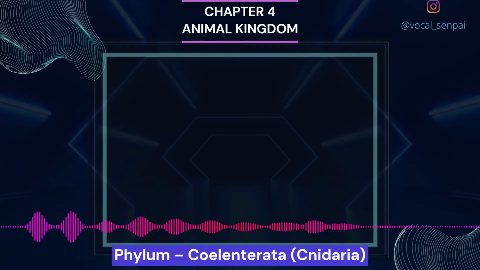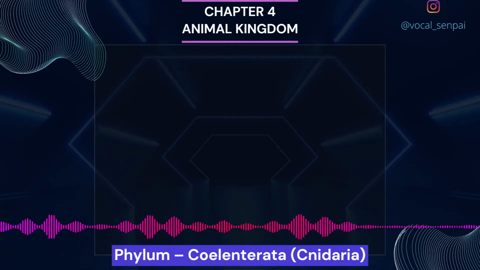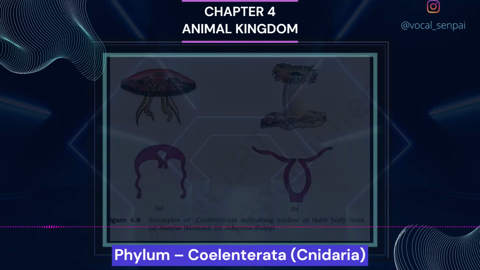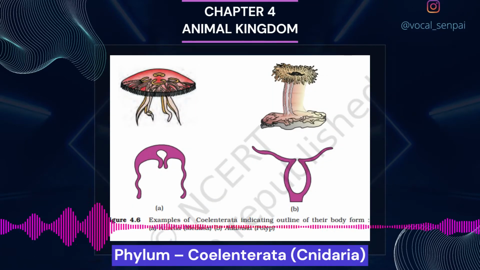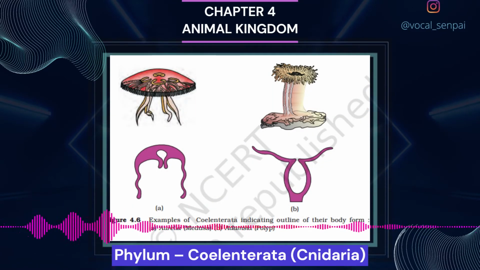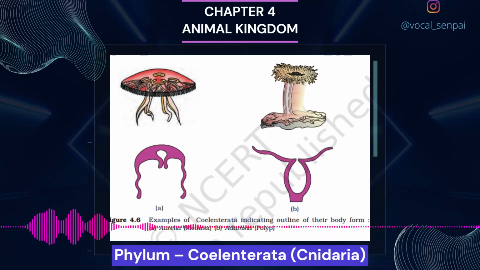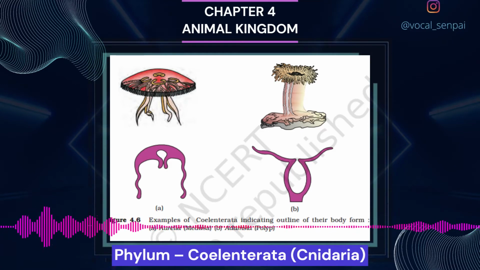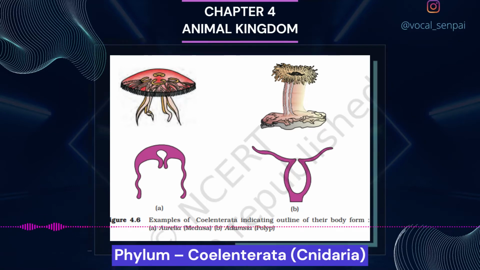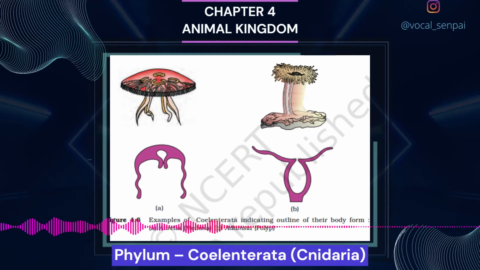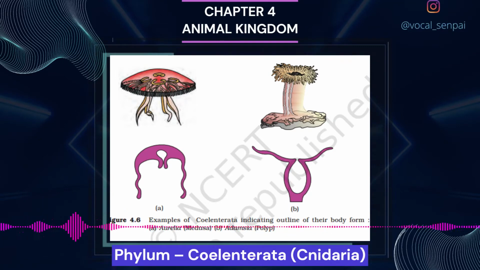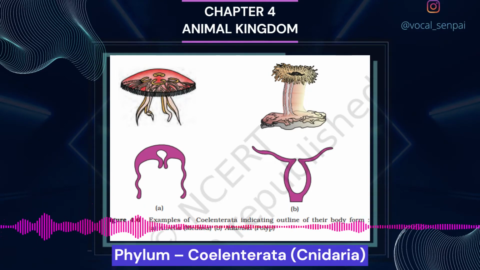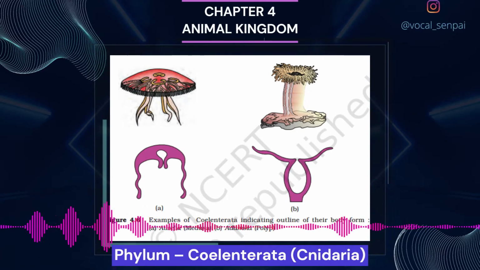Phylum Coelenterata, Cnidaria. They are aquatic, mostly marine, sessile or free-swimming, radially symmetrical animals. Figure 4.6. The name Cnidaria is derived from the cnidoblasts or cnidocytes, which contain the stinging capsules or nematocysts present on the tentacles and the body. Cnidoblasts are used for anchorage, defense and for the capture of prey.